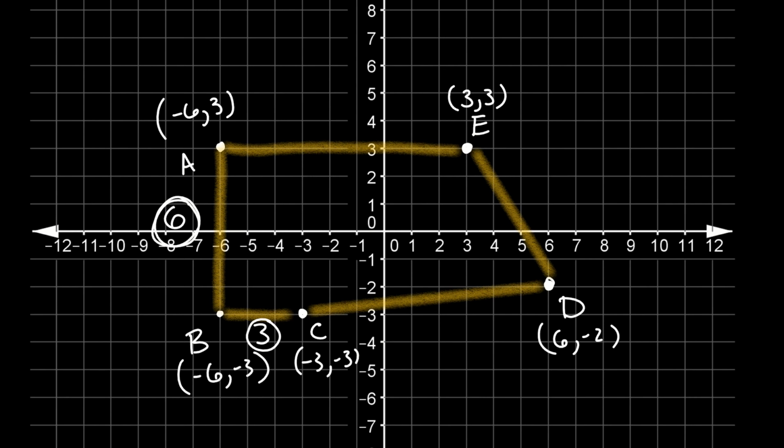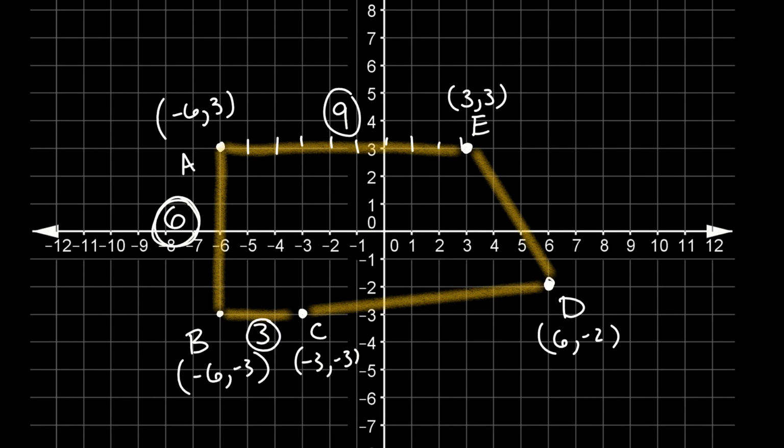From A to E, x is 3, and it goes to no. From A to E, x is -6, and it travels all the way to +3. So that's a length of 9 units. And I can count them, right? 1, 2, 3, 4, 5, 6, 7, 8, 9 units.